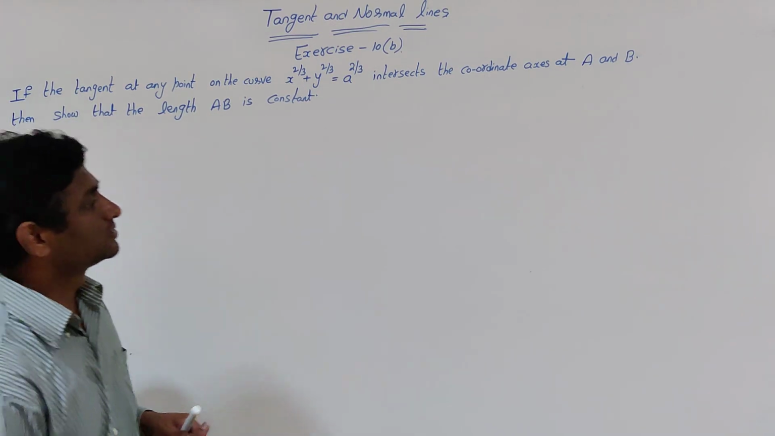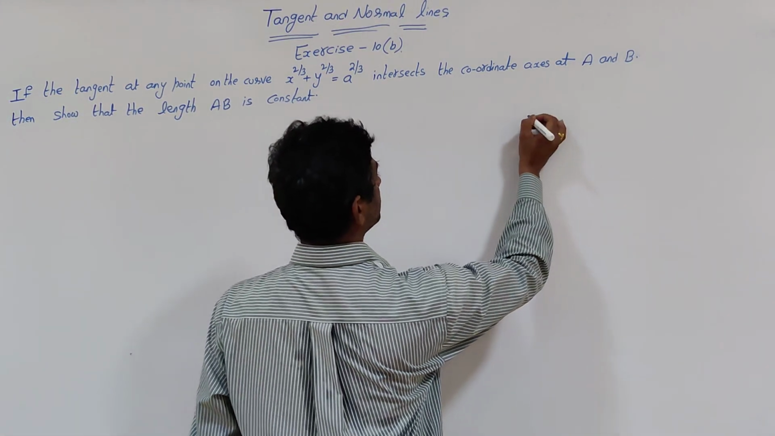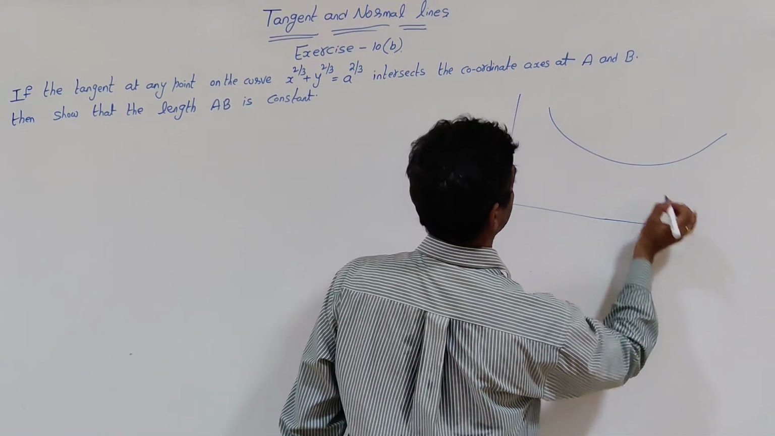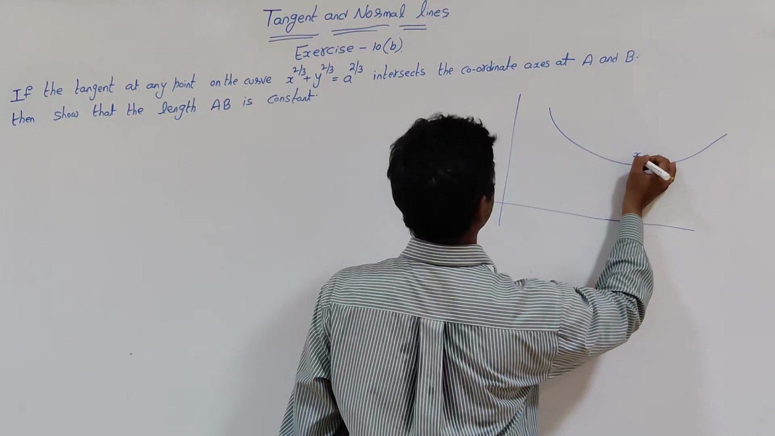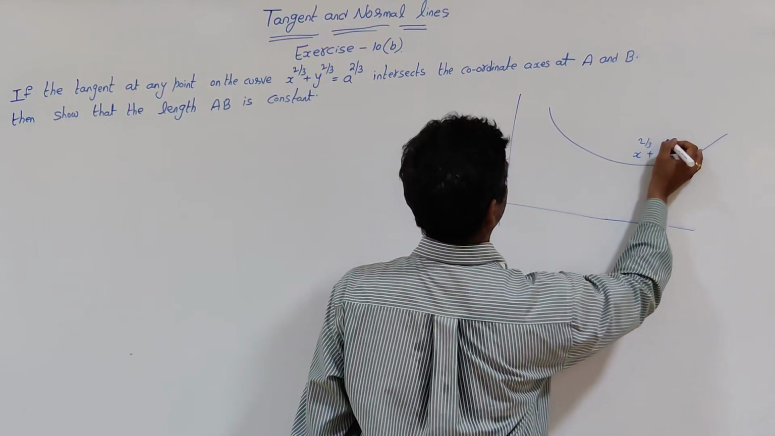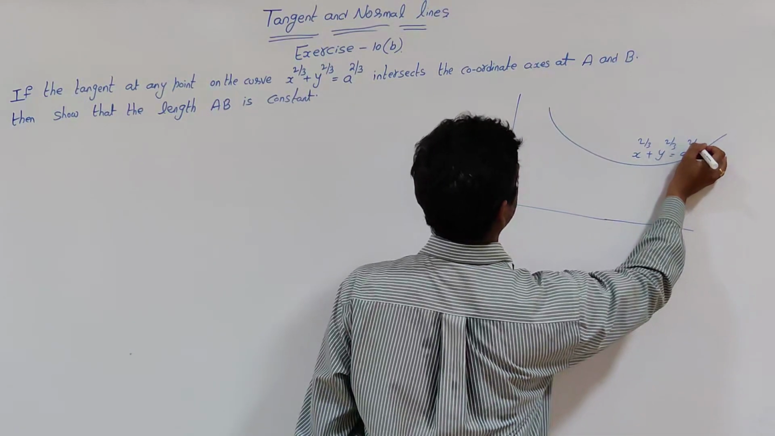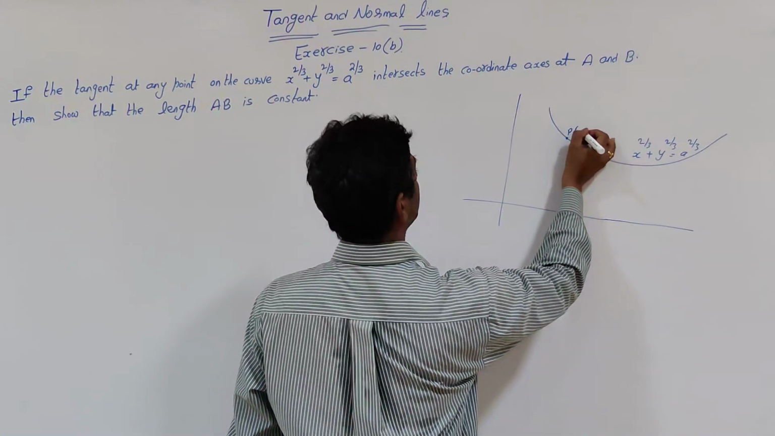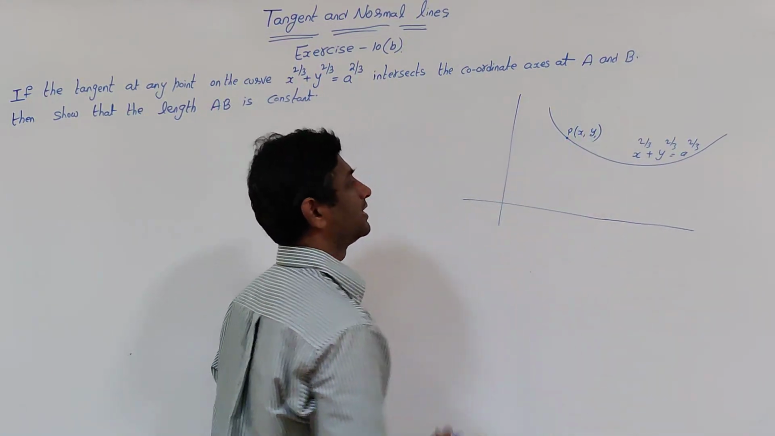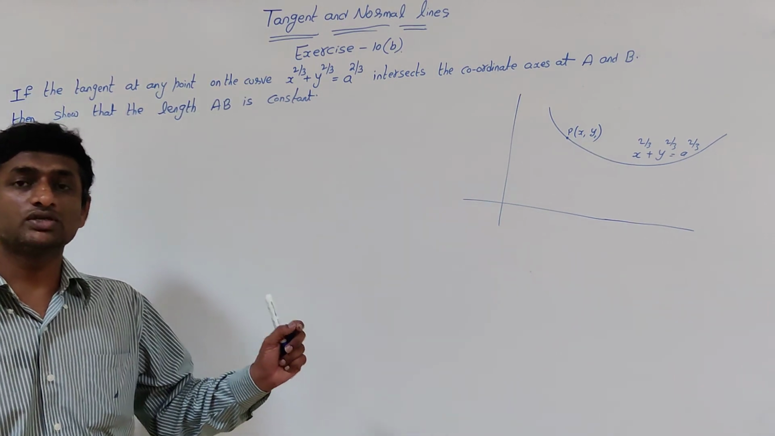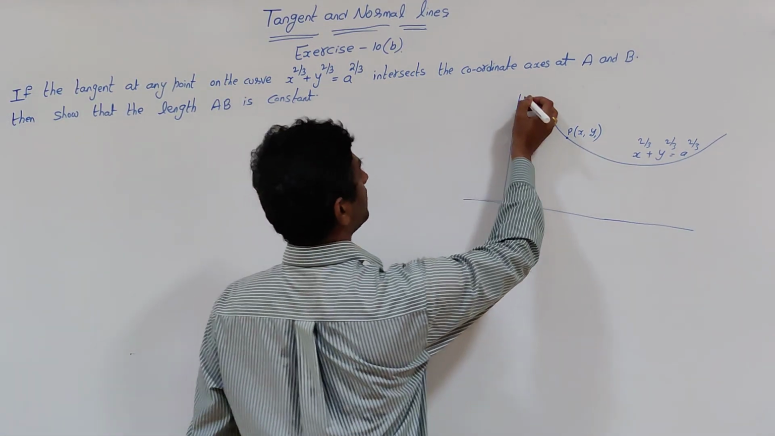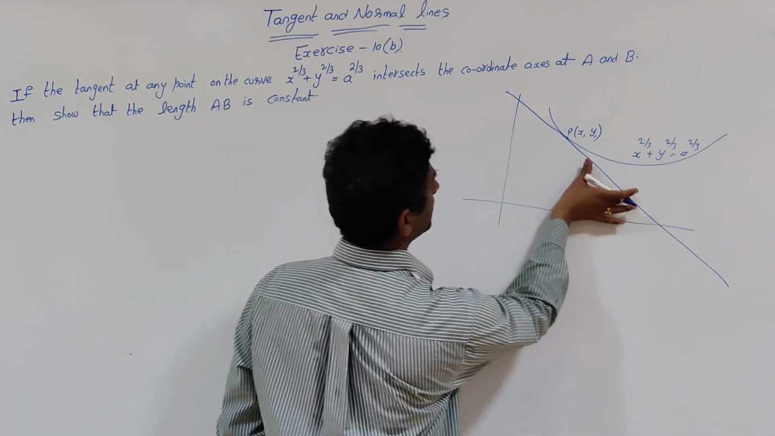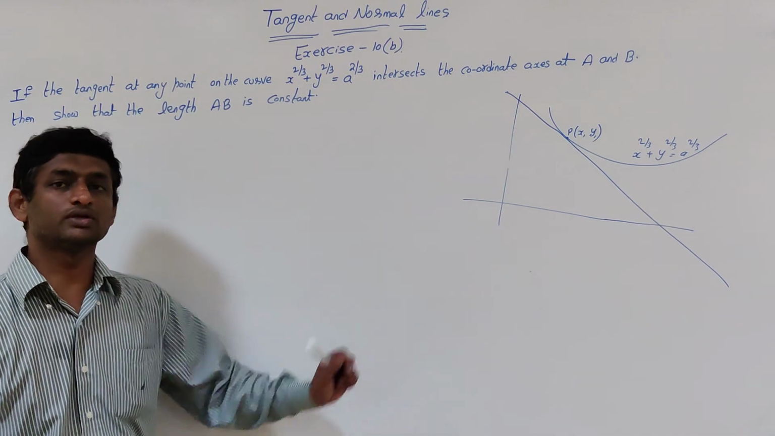So we'll go for a rough graph. Assume that this is the curve x to the power of 2 by 3 plus y to the power of 2 by 3 is equal to a to the power of 2 by 3. If there is a point P (x1, y1), at this point we have to find out the equation of the tangent line. This will be the equation of the tangent line.